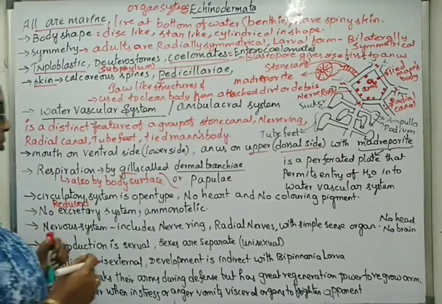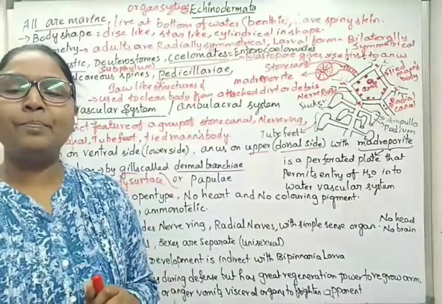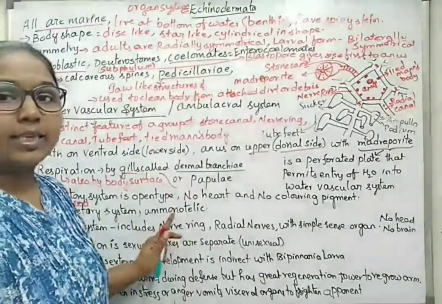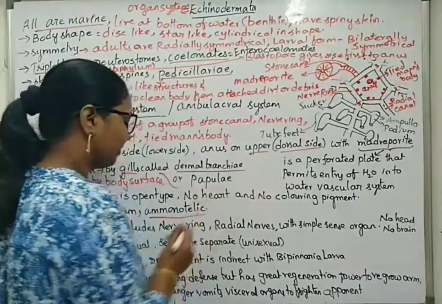And there is no excretory system. Waste material is diffused out of the body by the process of diffusion or through the anus. They excrete gaseous ammonia. They are called ammonotelic.